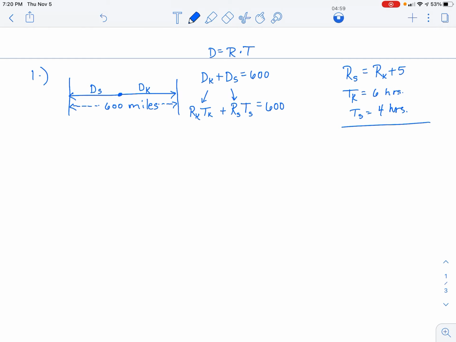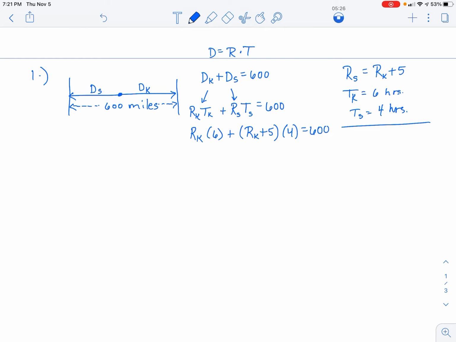Alrighty, so I don't have anything for the rate of Karen. We need that information at the end to help us figure out a rate. So we're going to leave that. That's what we're going to solve for. The time of Karen was 6. The rate of the sister, we know, is what we wrote over to the right, r_K plus 5. And the time of the sister is 4, equals 600.